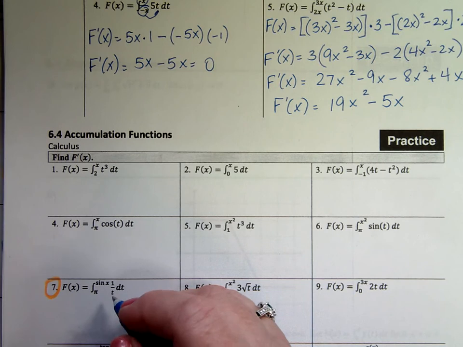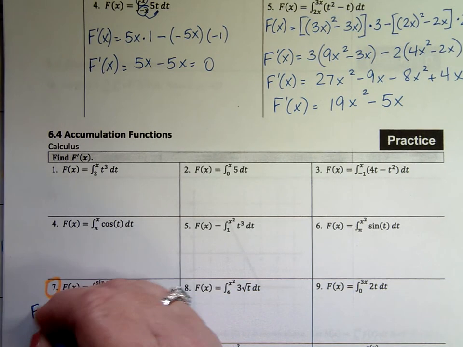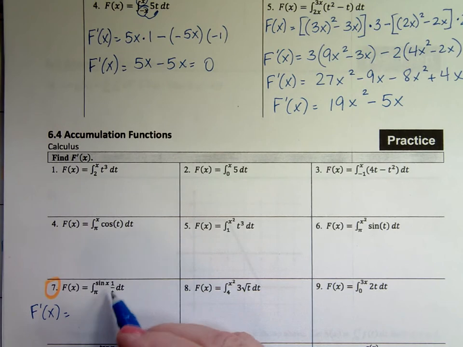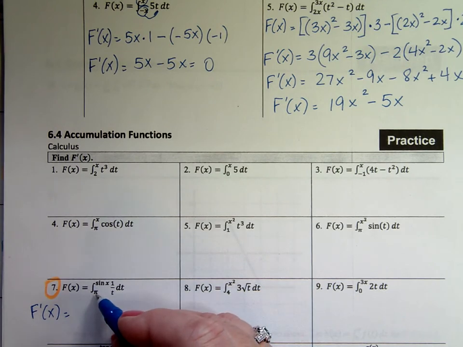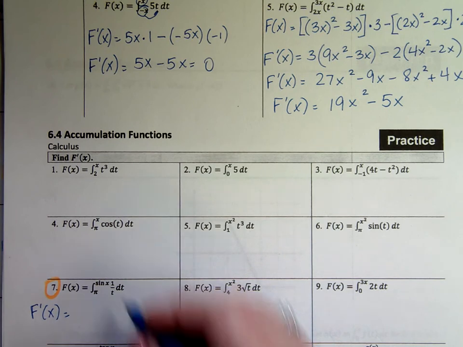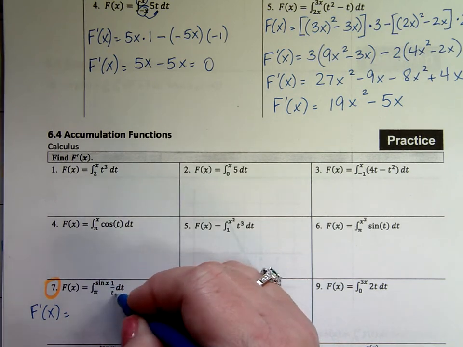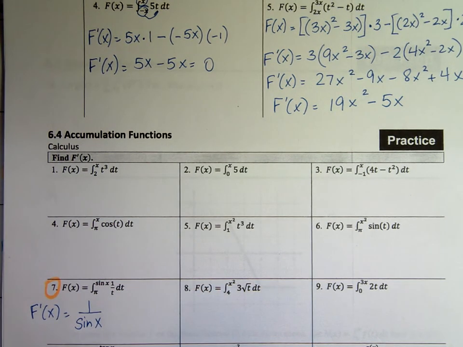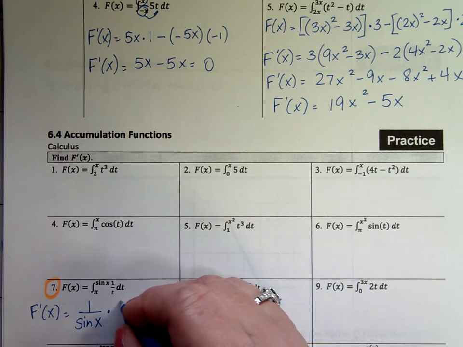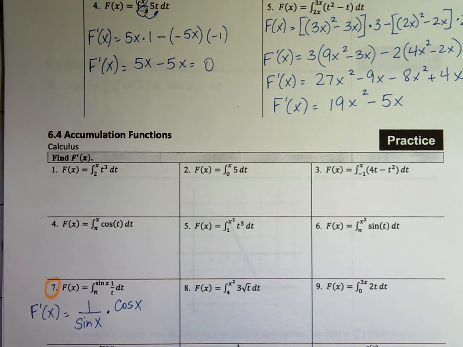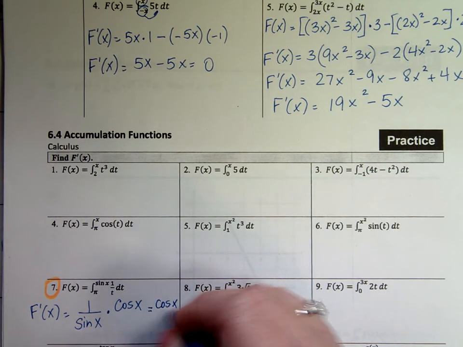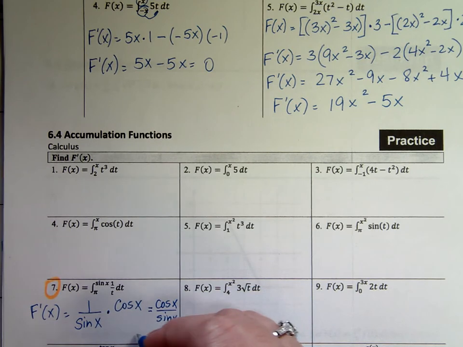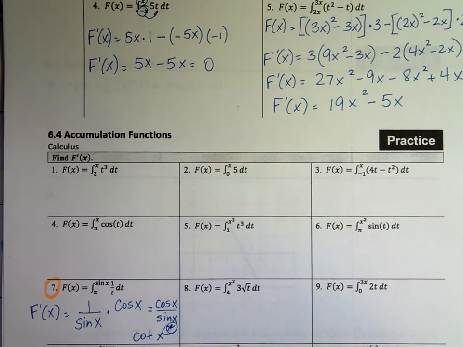My function's going to be my f prime of x. See, pi is on the bottom, pi is a constant. Sine of x is my variable. So I'm going to take that and put it in for the t spot. So it's going to be 1 over the sine of x. Sine of x goes in for the t. But then I need to multiply that by the derivative of the sine of x, which is the cosine of x. So you end up with a fraction that's the cosine of x over the sine of x. We can also call that cotangent of x.